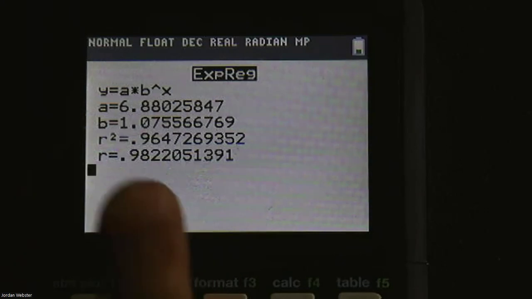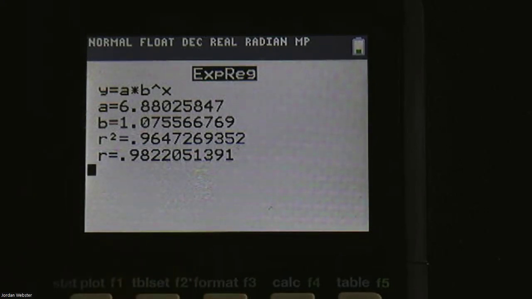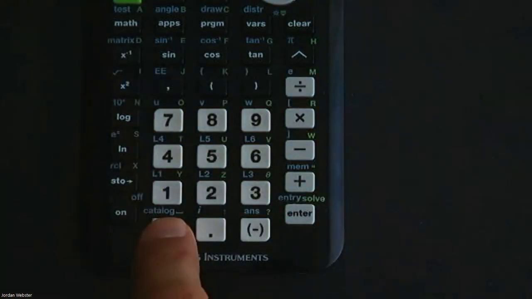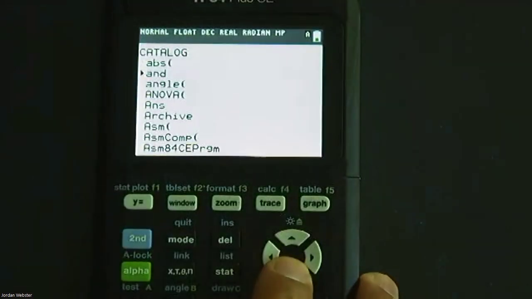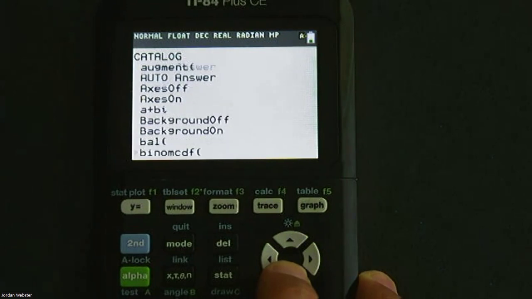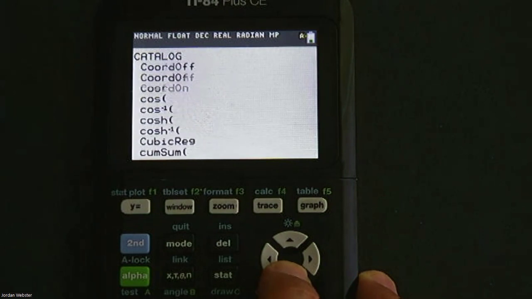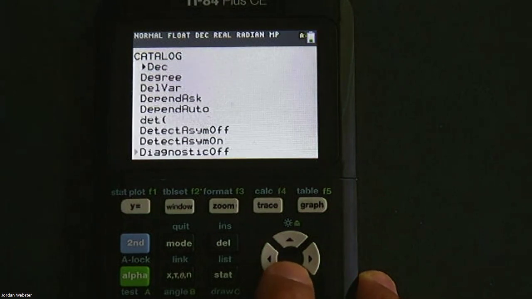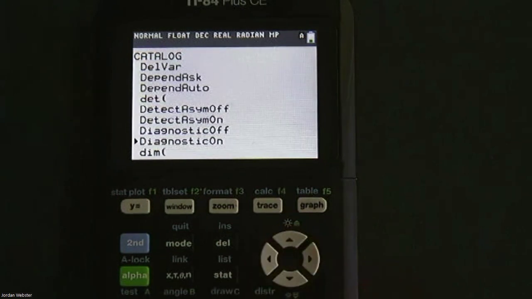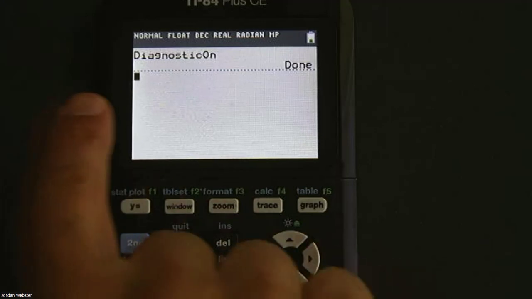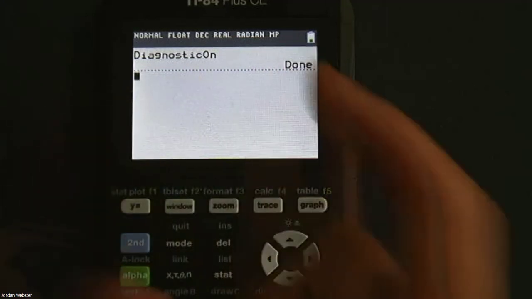By the way, if you don't see the R and the R squared, that means your diagnostics are turned off. If you want to turn your diagnostics on, the easiest way to do that is to hit second and go into the catalog and then scroll all of the way down till it says diagnostics on and then hit enter. And then hit enter again. You'll hit enter twice. So if you do not see the R or the R squared, make sure your diagnostics are turned on. You hit enter once, it'll say diagnostics on, and then done.